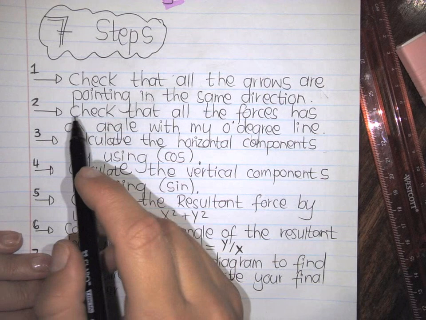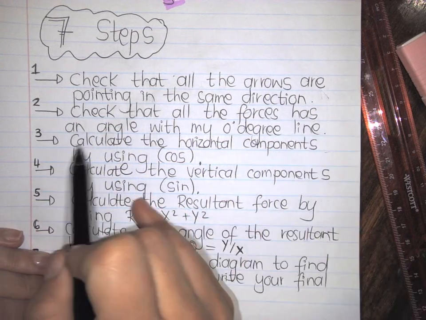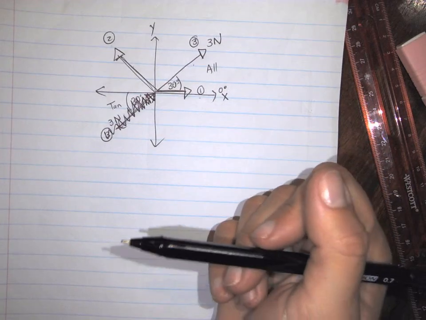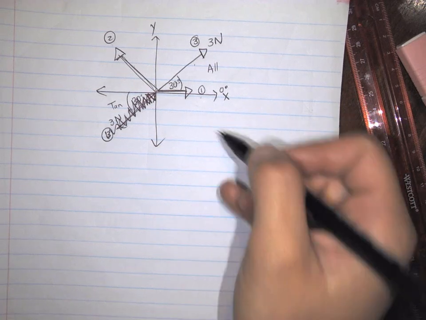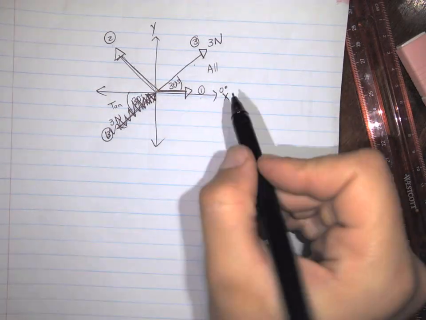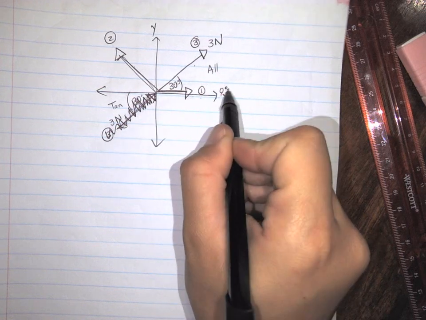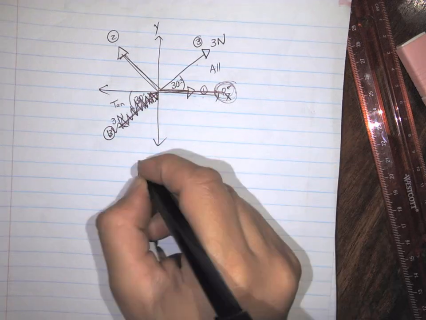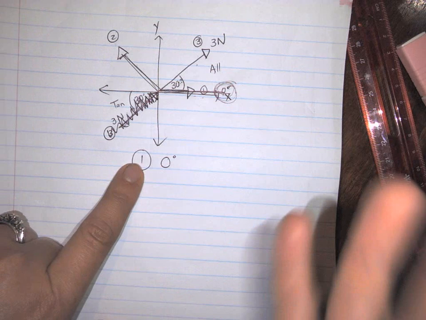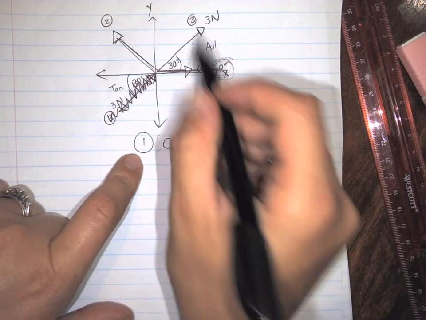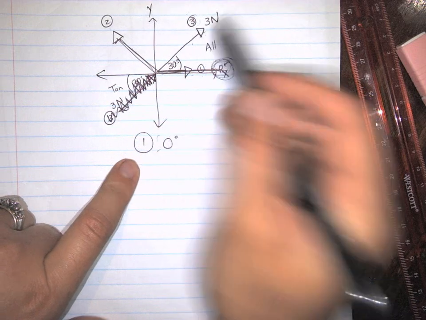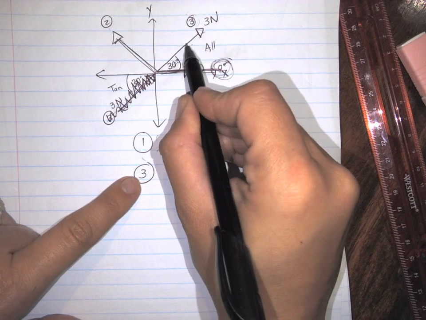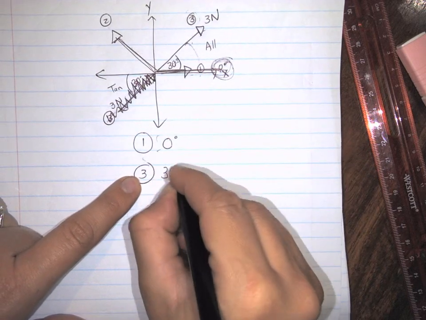Then step number 2, check that all of the forces have an angle with my 0 degree line. So all of these forces, sorry, that is my dog barking. All of my forces have to have an angle with my 0 degrees. So there's my 0 degrees. Force number 1 is on the 0 degree line, so then we know that force number 1's angle is obviously 0 degrees. This is the one that I'm going to work with. Then I made this number 3 because it's the one that got extended. Number 3, the angle from him up until 0 is then 30 degrees.